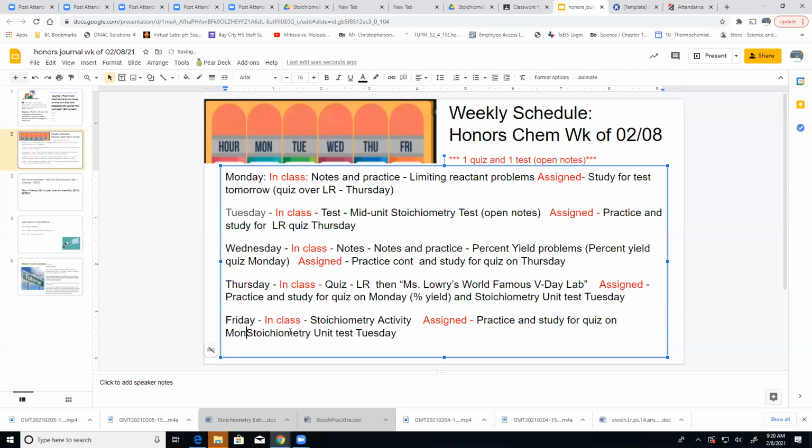So when y'all come back on Tuesday, it'll be coming straight back to your 6 weeks test, which is just going to be over the stoichiometry unit. The other unit that we did was equations, balancing, what types. We're not going to do all of that. So it's really just a unit test that you're going to have next Tuesday. It'll add in the two things that we learned this week. Miss Lowry's world famous Valentine's Day lab.